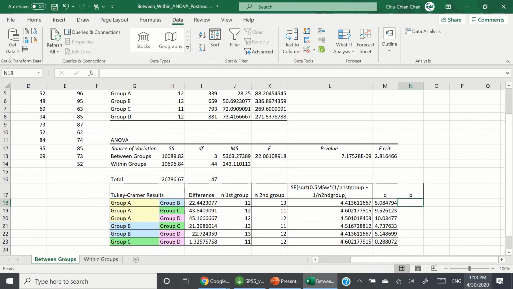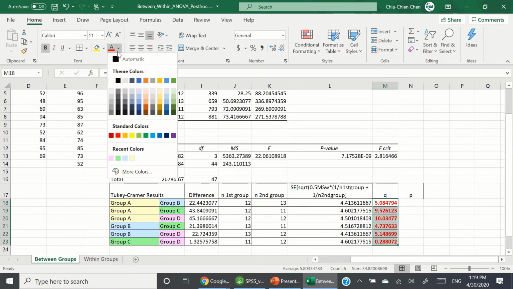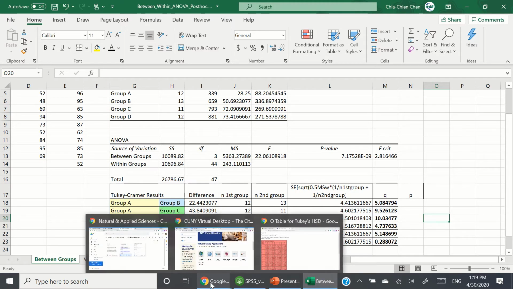Okay, so let's take a look at our first group comparison, A versus B. So this is the Q. I'll put these down in bold, not in color. Okay, so this is the number that we're looking for. So 5.08. All right, so 5.08, and we'll compare.